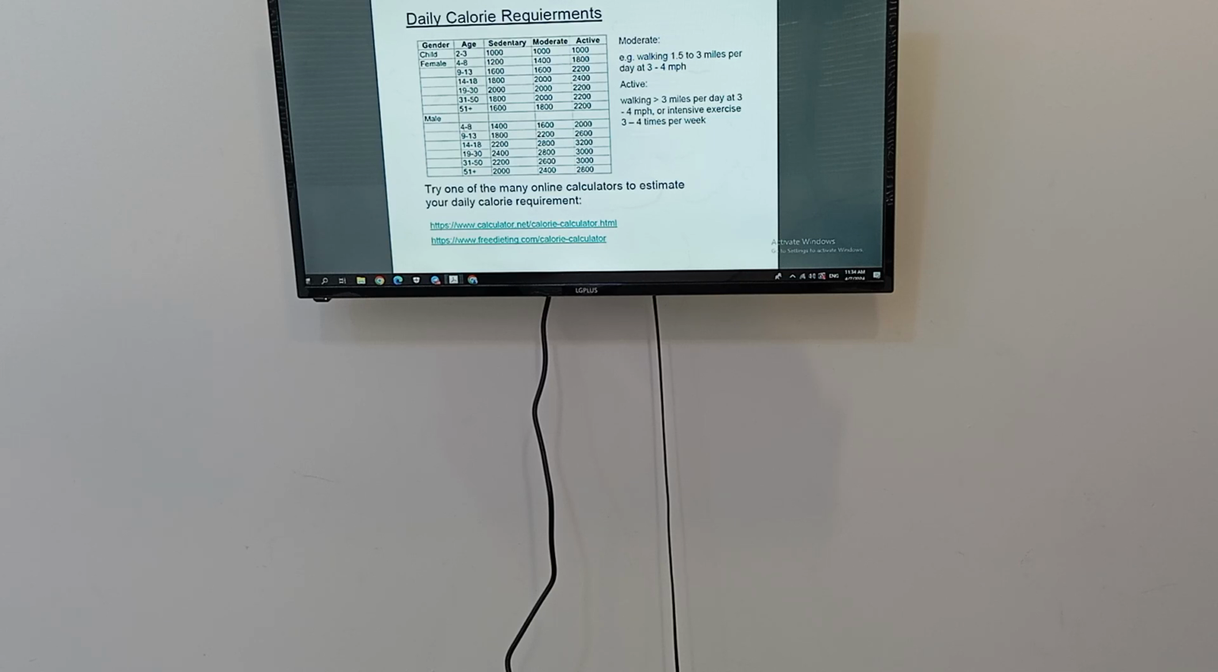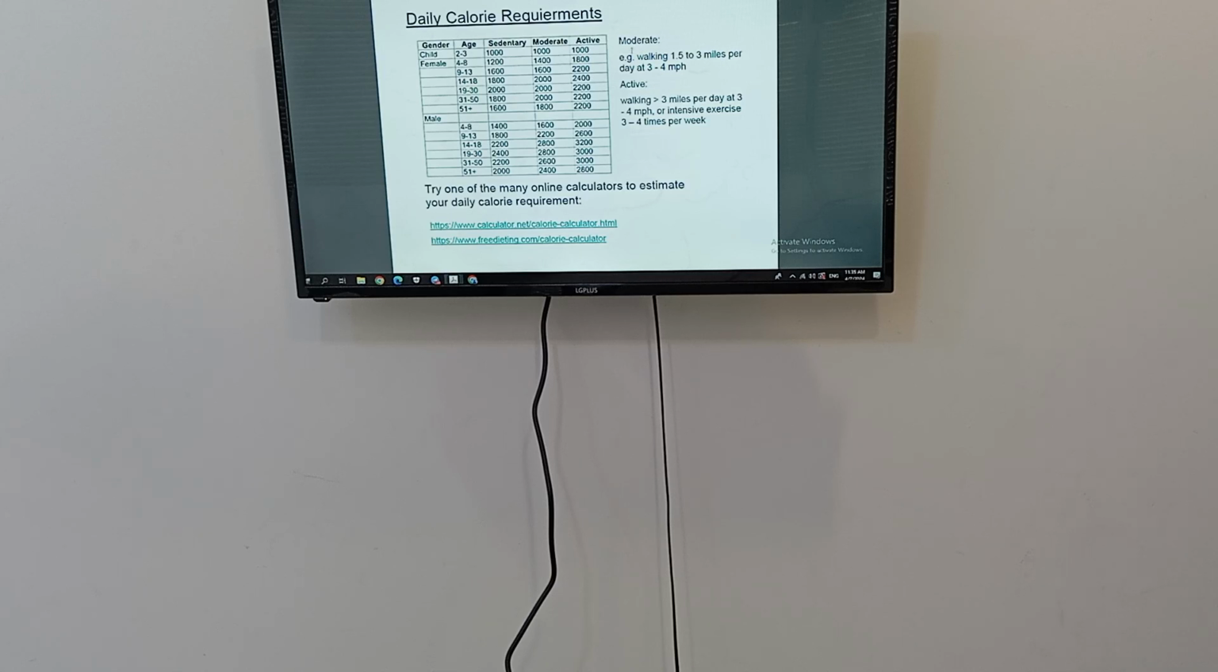You can notice males from age 48, in the sedentary state they will need 1400 calories. However, females from 48 in the sedentary state need 1200 calories, because males in their natural state burn faster and they need more muscle. So this results in them needing a higher calorie intake.